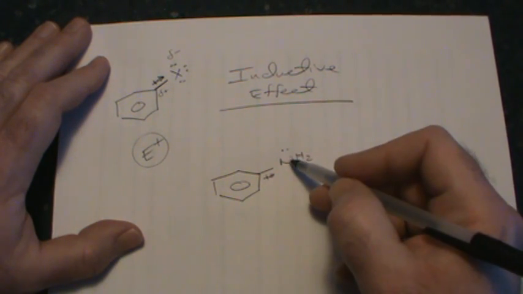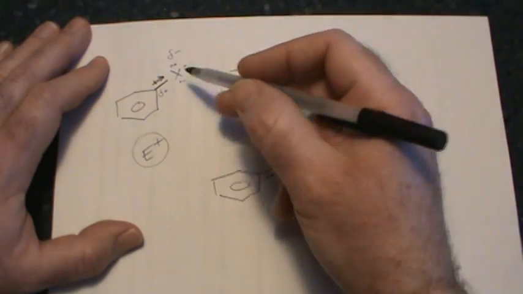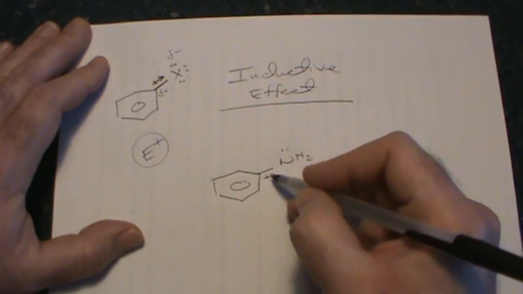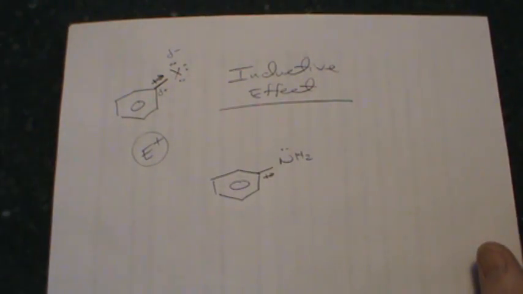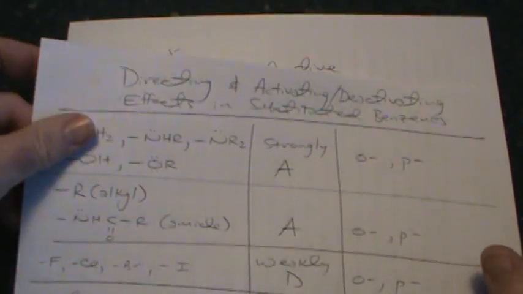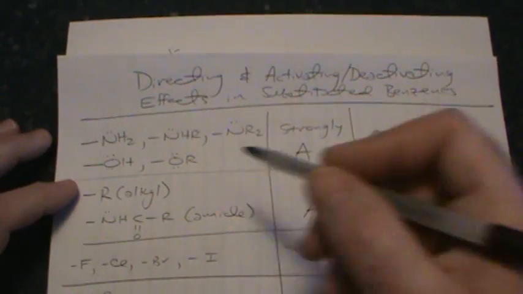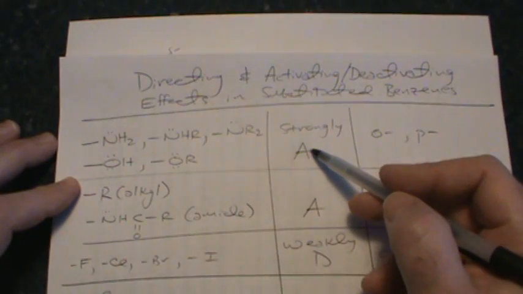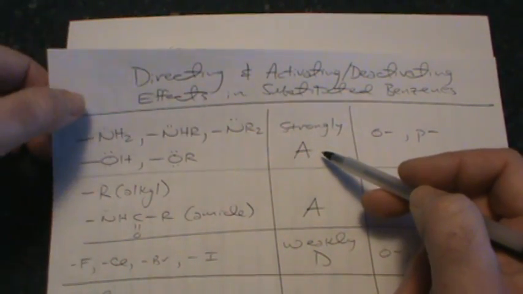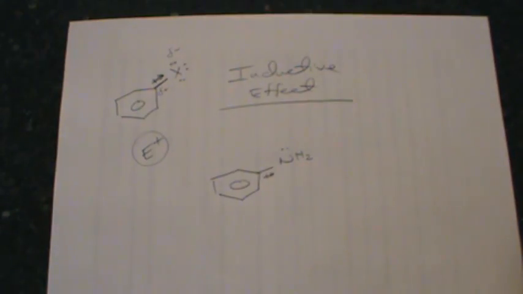Of course, the nitrogen is not as electronegative as halogens, so this effect would not be as large, but this seems to be at odds with what I've told you in this table. Here you see that the amino group is a strong activator. It's not deactivating, it's a strong activator.